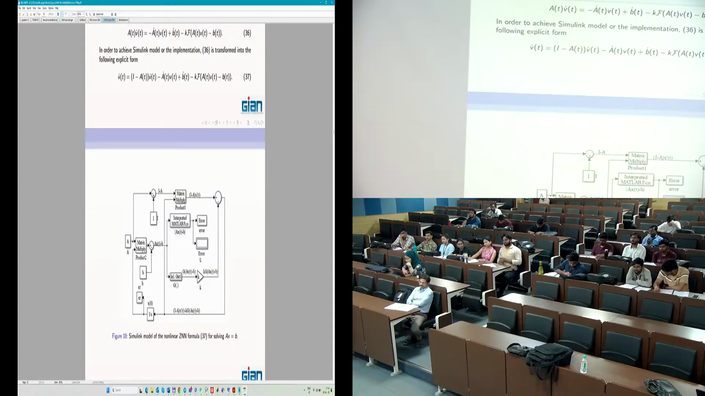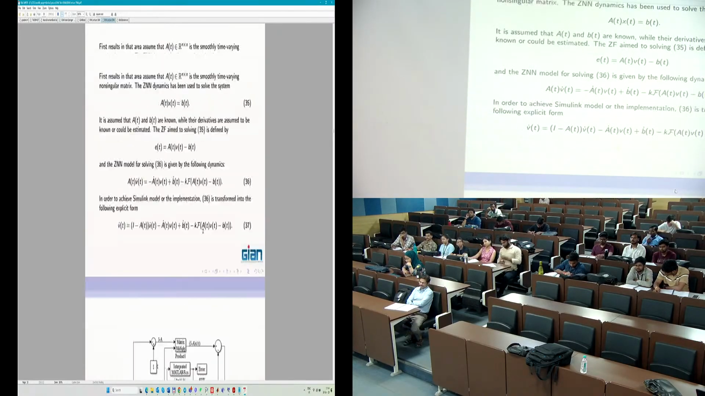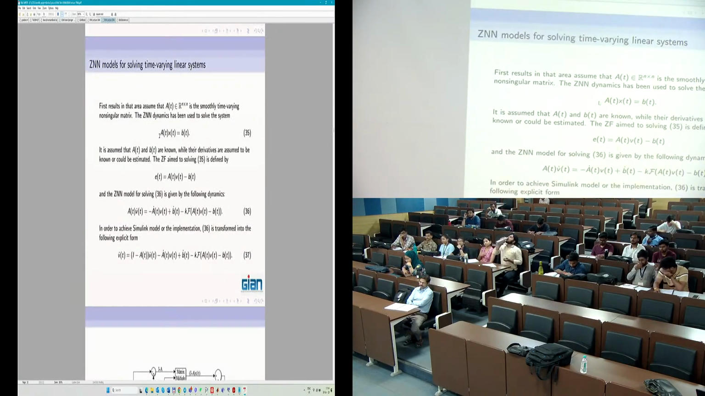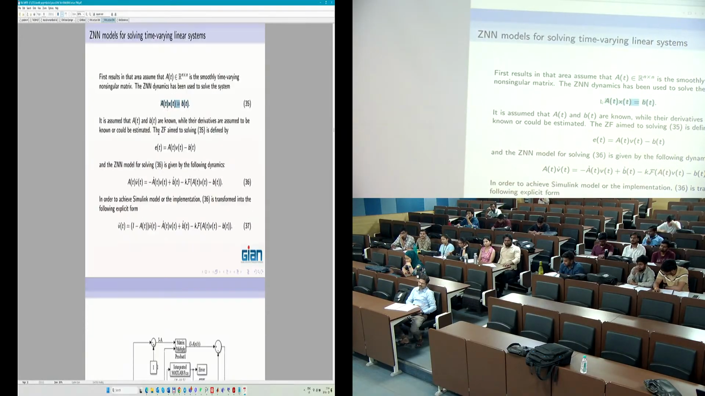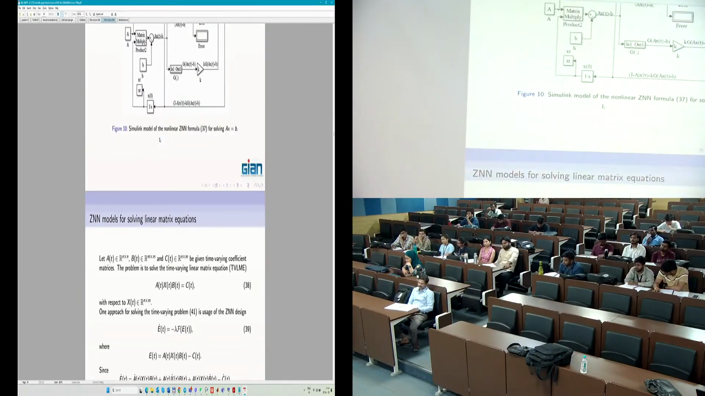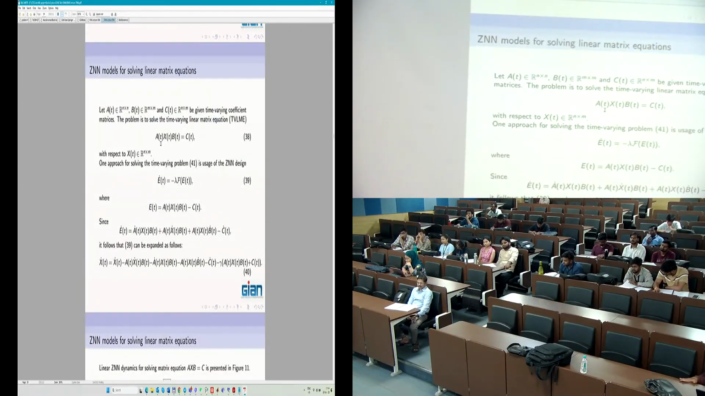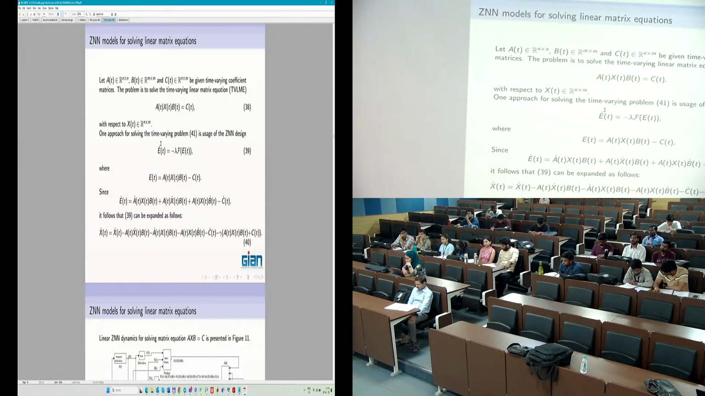Finally, we expect that the model for solving linear matrix, linear equations, will be able to find eigenvalues of a matrix. Here is the description of the ZNN model for solving the general linear matrix equation.